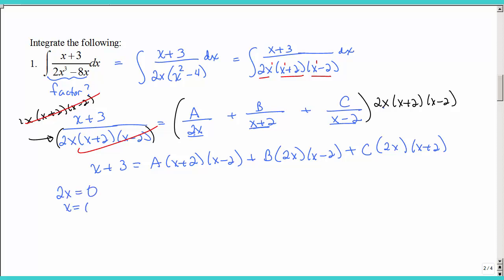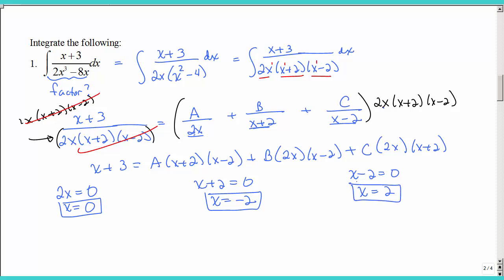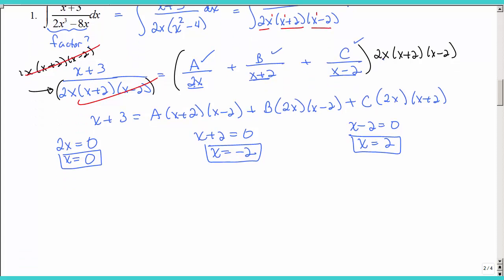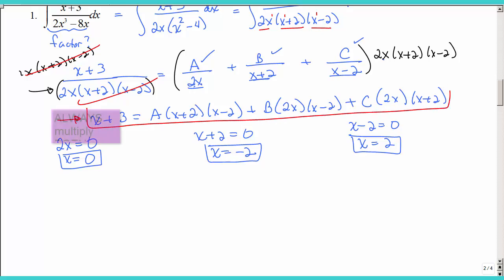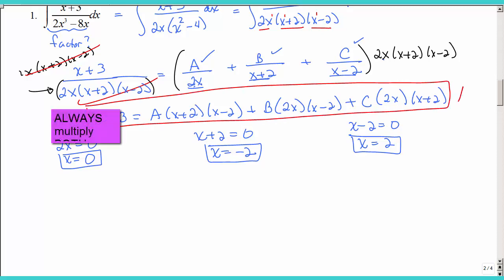So the first convenient value would be x equals 0, and then I'm going to use x is equal to negative 2, and then I'm going to use x is equal to positive 2. And that's what's nice about the non-repeated linear values. You get as many convenient values as you do constants. Okay, so what are we going to do? We're going to go to this equation. This is the big one. That's the one we need to use each time.